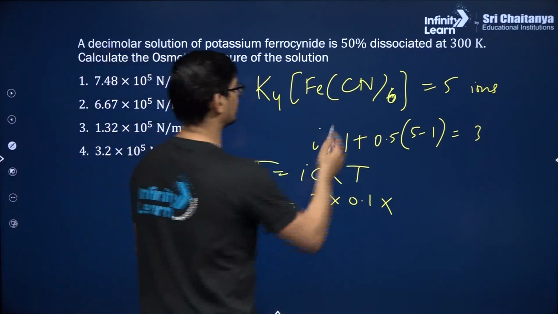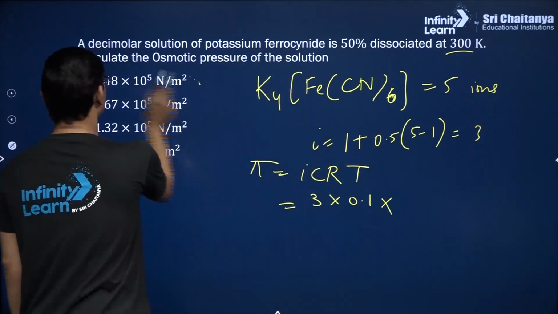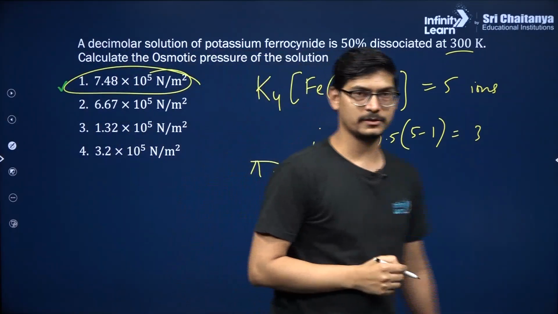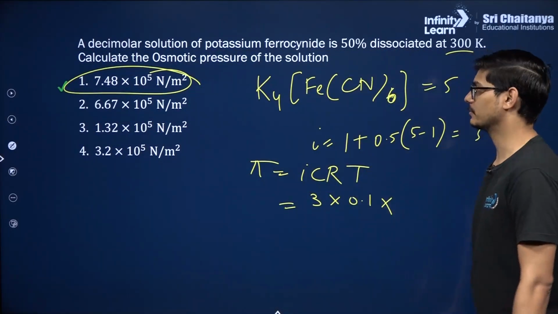Substitute the value of R, substitute the value of temperature 300, you will get the answer as approximately 7.48 × 10^5 Newton per meter square.